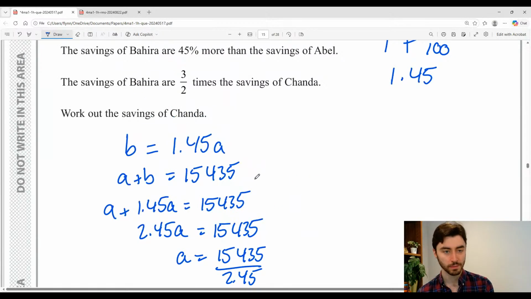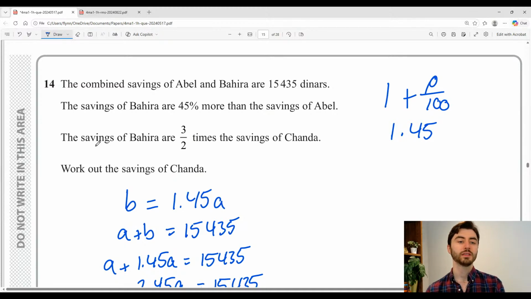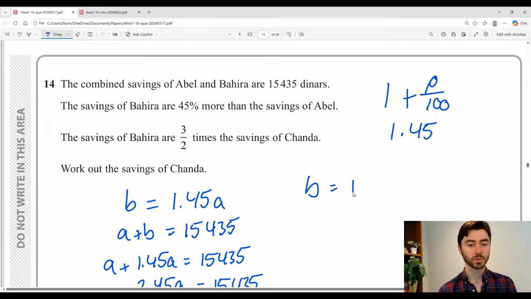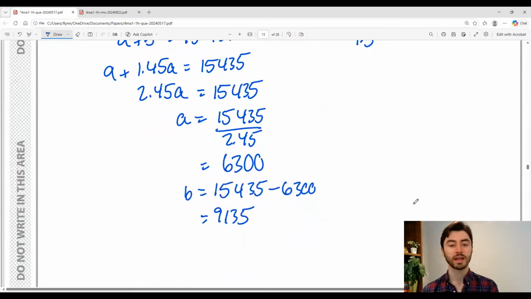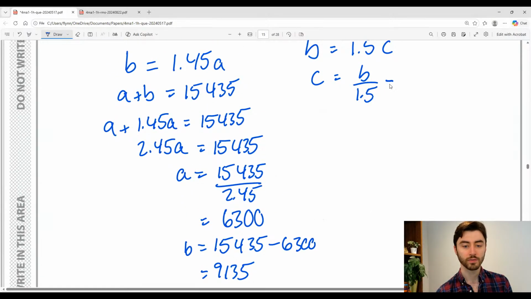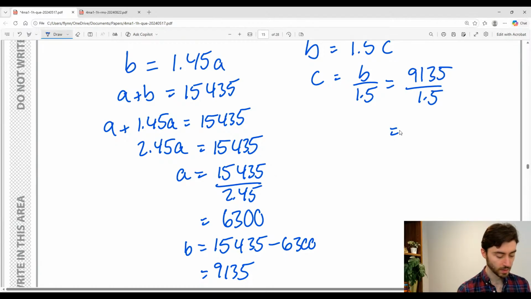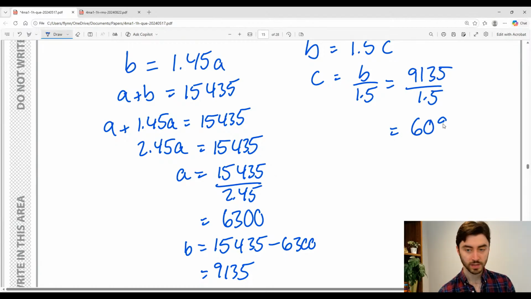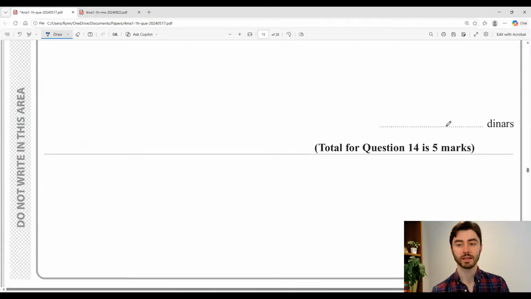So I found my A and my B. Now the savings of B are 1.5 times, and in fact I can translate that into math as well. B is equal to 1.5 times the savings of C. So the savings of C is B over 1.5. And I know now that B is 9,135. So it's 9,135 over 1.5, which is 6,090. And that is my answer.